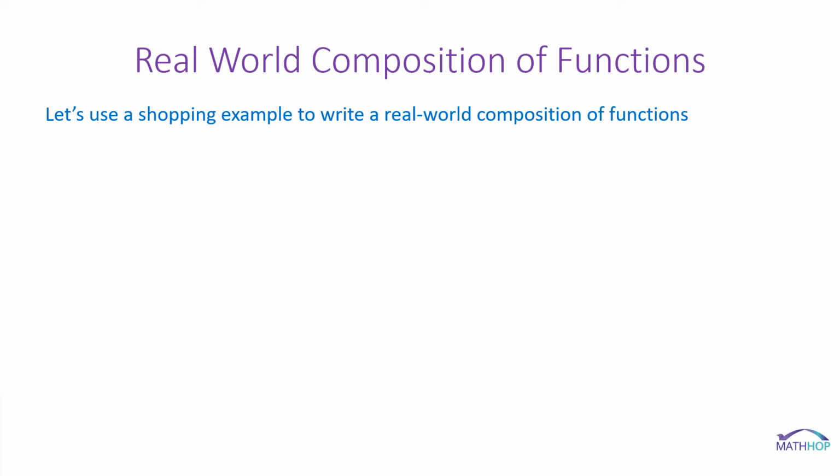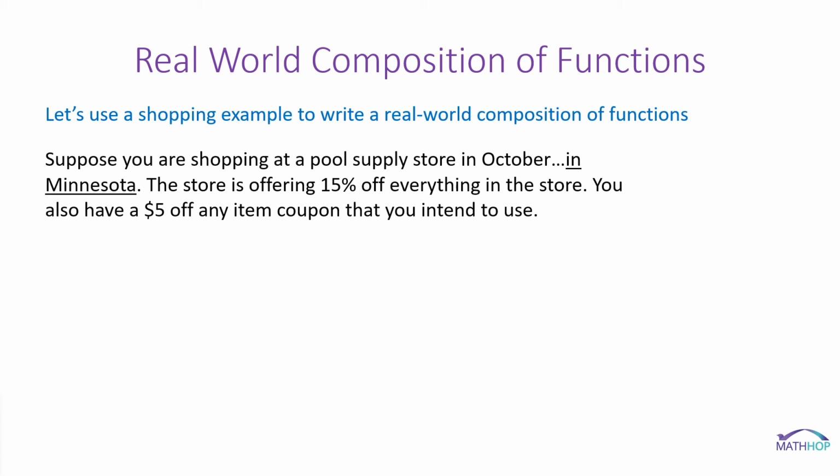All right, a real-world composition of functions. Let's do a shopping example, all right? Suppose you were shopping at a pool supply store in October in Minnesota. In Arizona, you might not get a sale because it's still hot. But in Minnesota in October, the store is offering 15% off everything in the store. You also have a $5 off coupon that you intend to use.